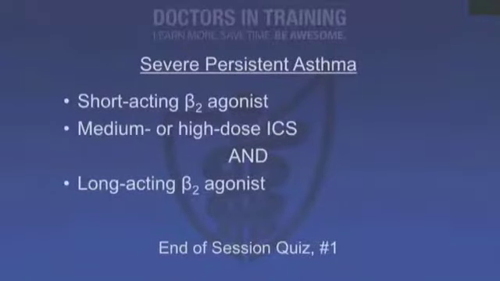And then finally, for severe persistent asthma, you want to use your short-acting beta-2 rescue inhaler. You're going to use a high-dose or a medium-dose corticosteroid as needed, and you're definitely going to add the long-acting beta-2 agonist such as salmeterol.